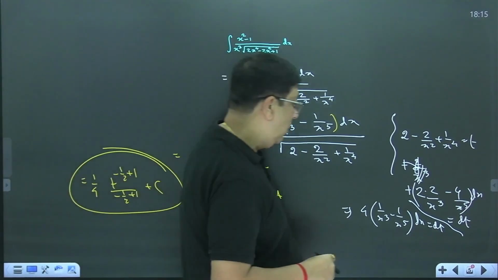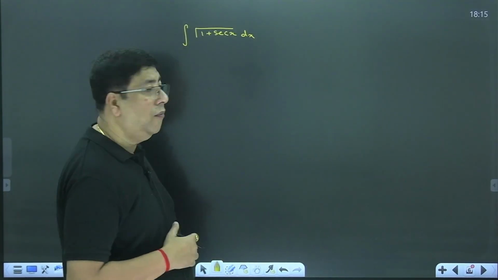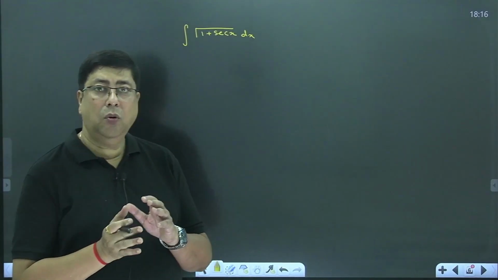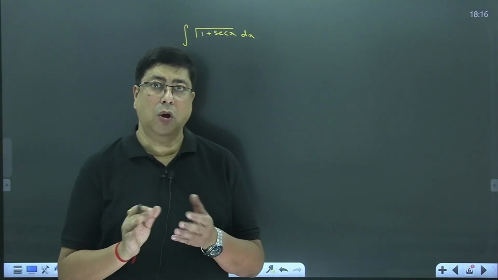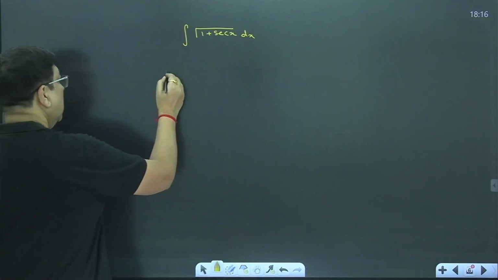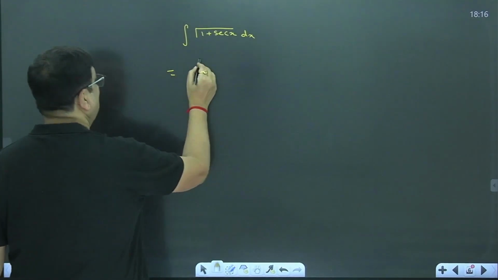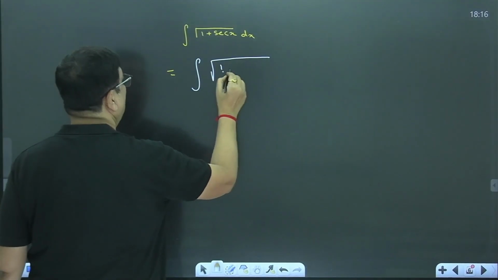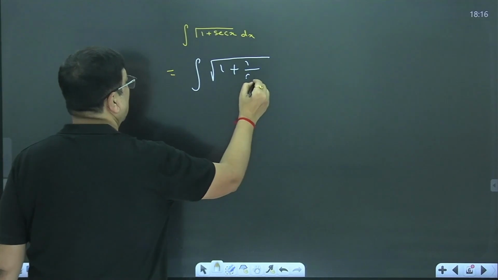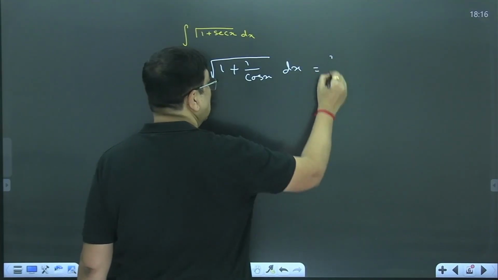Okay, so I am going to the next sum. This is the integral of root over 1 plus sec x. What to do? It is better to convert sec to cos, cot to tan, cosec to sine. So let's try, then we'll think. We can write this as root over 1 plus 1 by cos x. Always keep in mind that you have to see whose derivative is present in the sum.